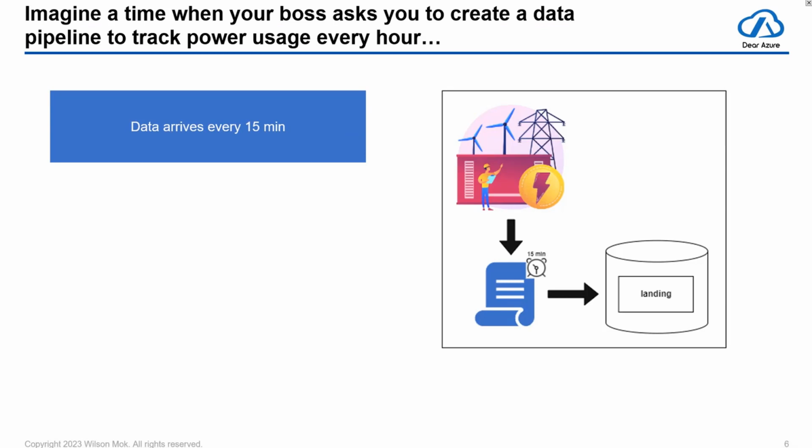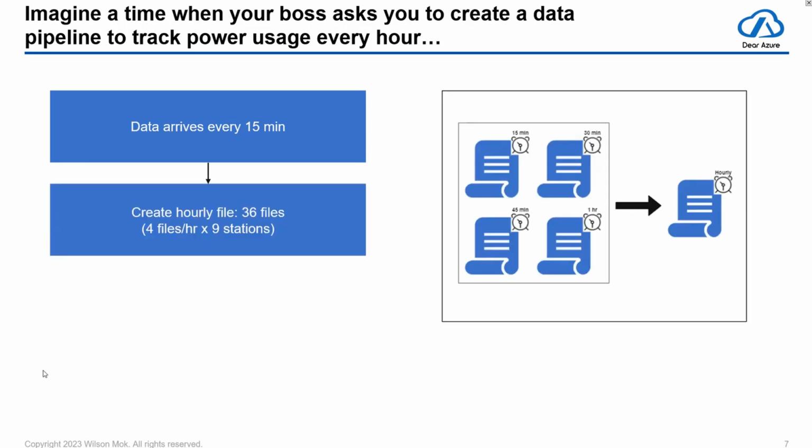So now let's imagine a time when your boss asks you to create a data pipeline to track the power consumption every hour. You have data arriving every 15 minutes. You have 9 big power stations that you work with, and each station will send the power usage information to the data lake themselves. This data happens to be in a JSON format, which is great for Databricks to access. Then how would you go about creating that file where it allows you to access the data, and more importantly, access the data efficiently?